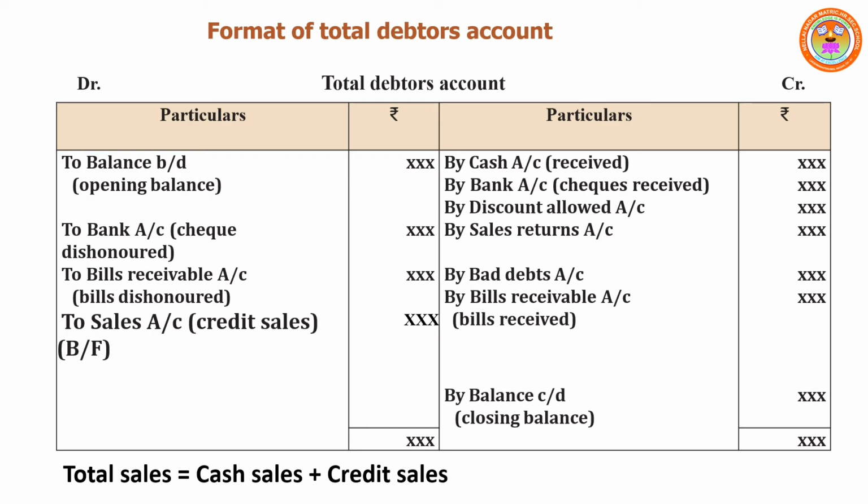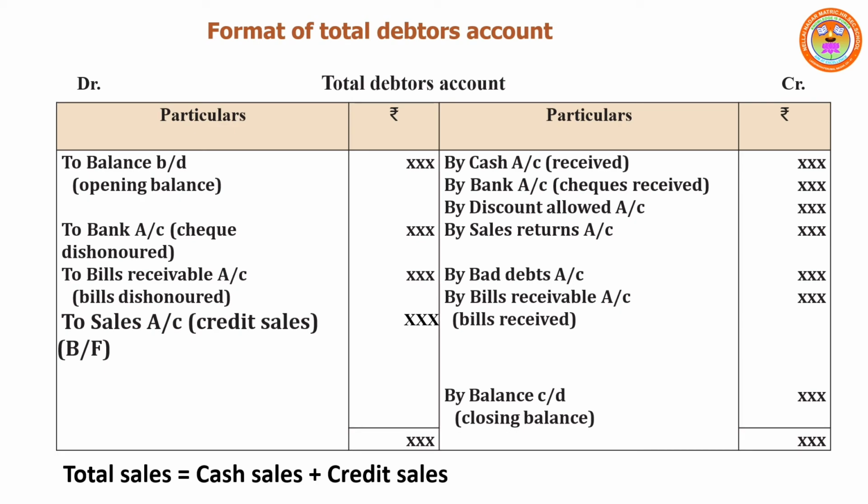And one more thing, under bills receivable account, the answer which we are getting will be used again under the total debtors account. Then the last one, by balance C/D, carried down. C for closing value of debtors amount should be written here. Then move on to the debit side, which will be the balancing figure. The answer in this step is credit sales. The difference between the debit side and credit side, always the credit side will be more. So the difference will be written as credit sales.